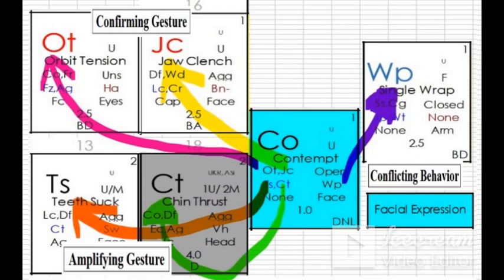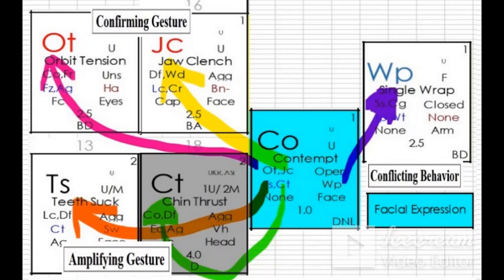Now moving downward, contempt is expressed on the face, and hence the color key code demonstrates that it is a facial expression. Moving over to the 8 o'clock position on the clock, well, actually just beneath it, because I didn't include microphysiological. The amplifying gesture is a teeth suck and a chin thrust. The confirming gesture is orbit tension or jaw clench.